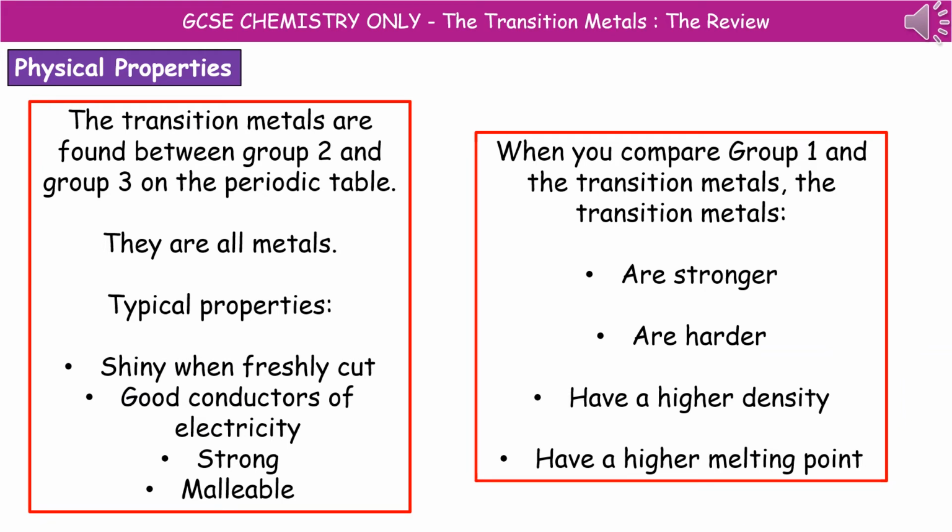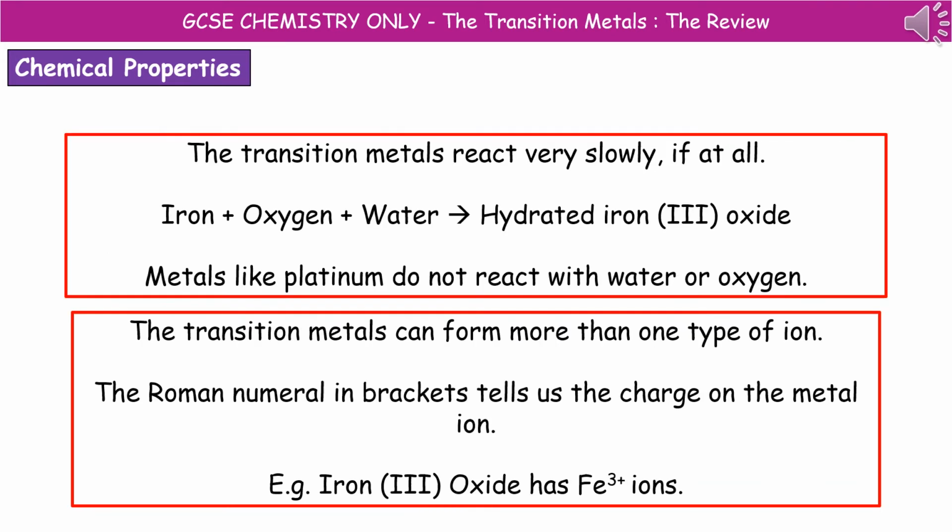Last one we're going to look at are the transition metals. So they're all metals and they're found between groups 2 and 3 on the periodic table. So a few key properties they've got: they're shiny when freshly cut, they're good conductors of electricity, they're strong, they're malleable, all the properties you'd expect of metals. If we compare group 1 and the transition metals, we find the transition metals are stronger, harder, have a higher density and a higher melting point.